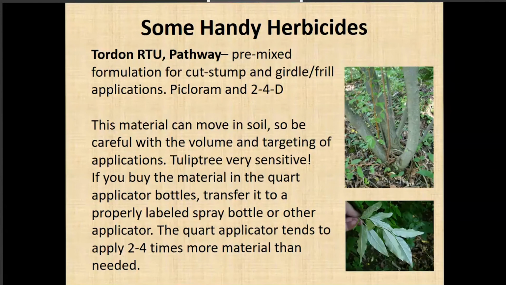The applicator bottles are a pull top, and what you tend to do is use about 2 to 4 times more material than is really needed to get good control in your girdling cuts or your cut stumps. So I would transfer that material to a squirt bottle or a sprayer, which is going to be much easier to control, and you'll put a judicious amount on there that's just enough to do the appropriate control and cover the area that you want to control.